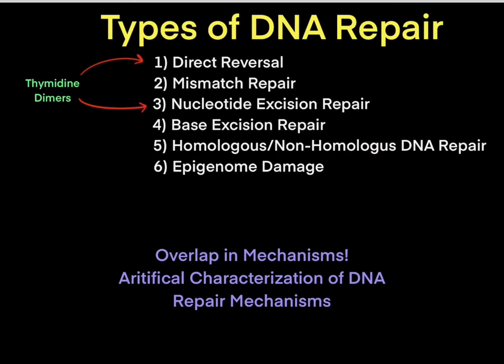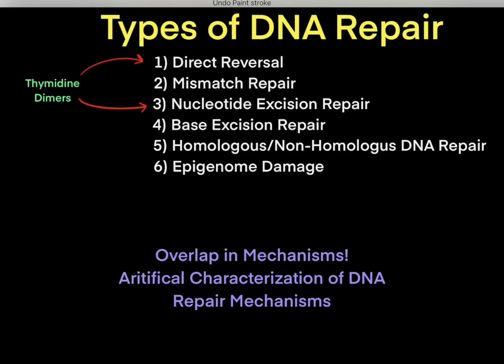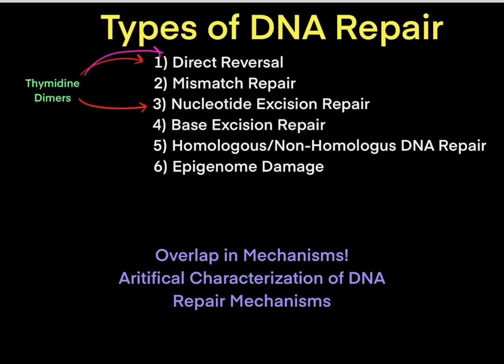For example, a type of DNA damage are thymidine dimers. However, to the cell, there are different ways to fix these thymidine dimers. For example, we can go through direct reversal repair, or we can go through nucleotide excision repair. So there's overlap in these mechanisms, so just keep that in mind.